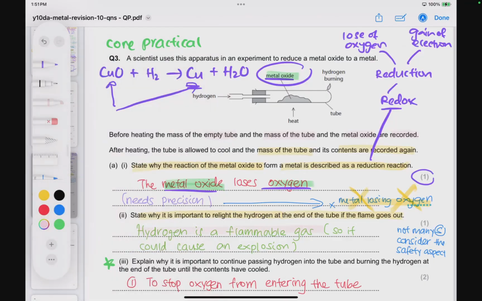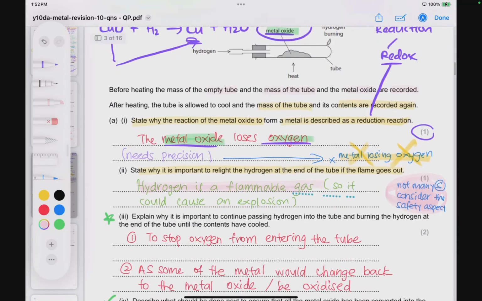So if there is still hydrogen escaping into the environment, and the thing is hydrogen is colorless and odorless, in the presence of just a spark, it will cause an explosion. So here you need to consider the safety aspect of things. Hydrogen is a flammable gas. What other flammable gas are there in chemistry? It will be methane. So take note of this. So this is the reason why.